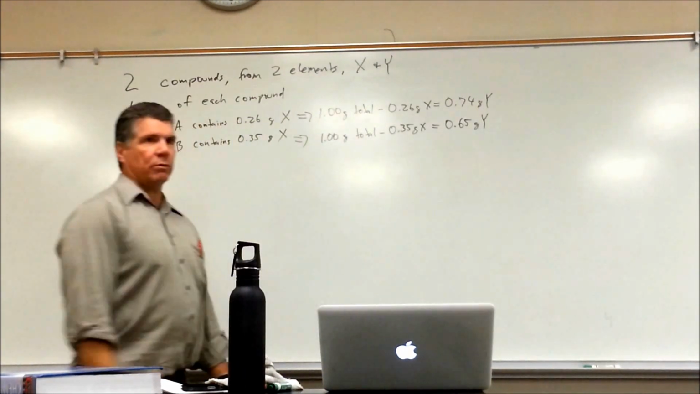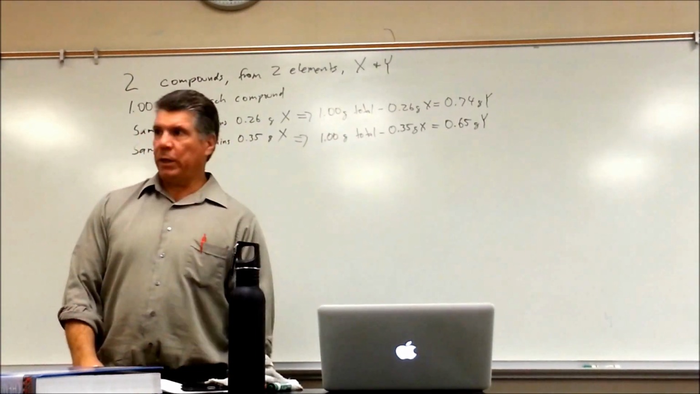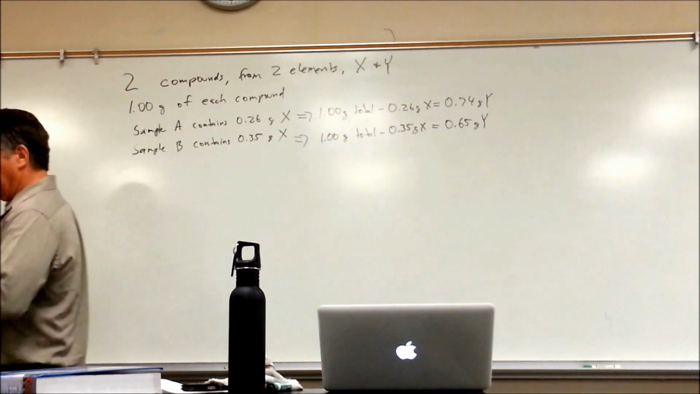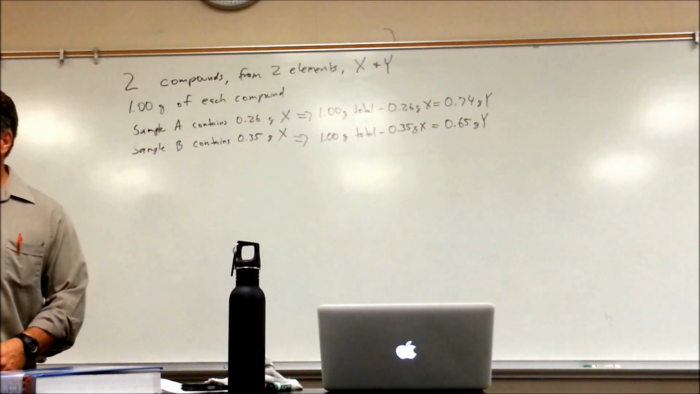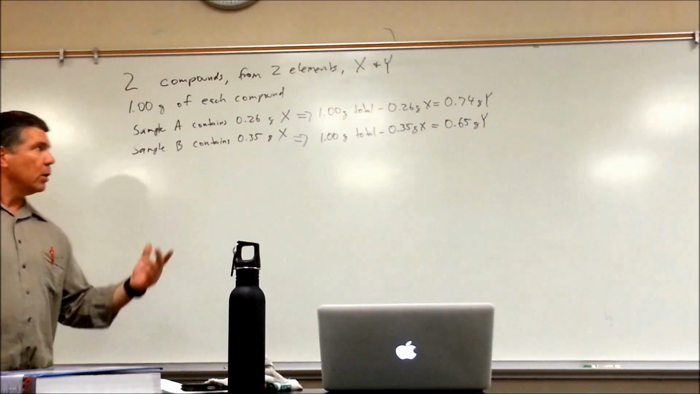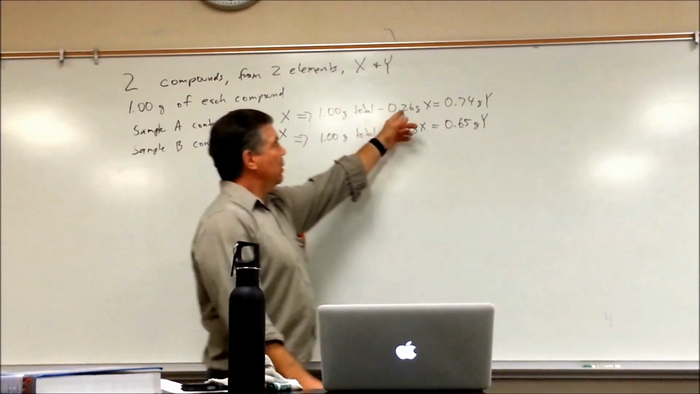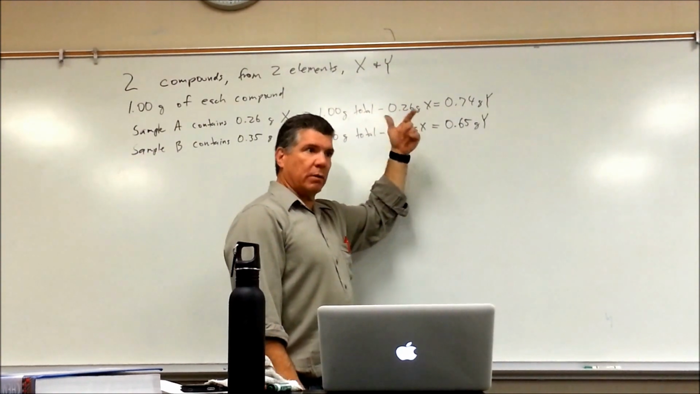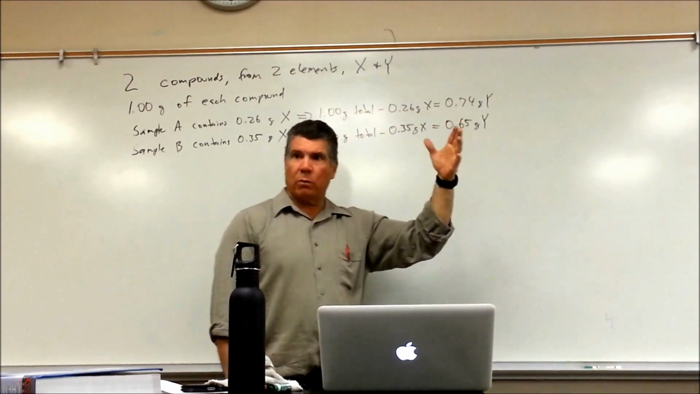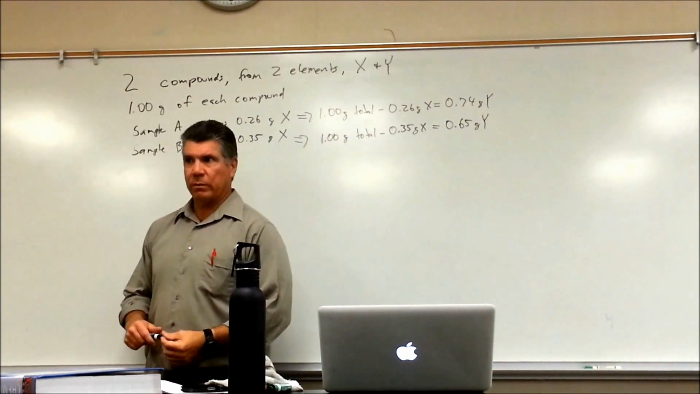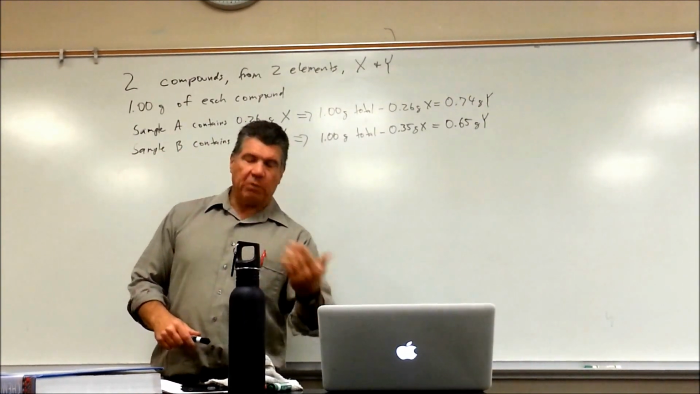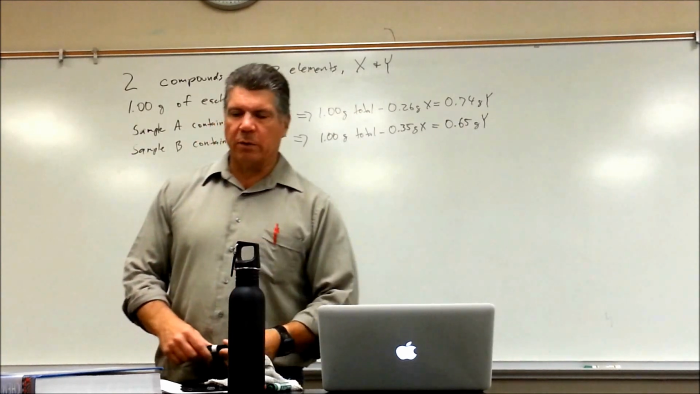So now we know how many grams of X in each compound and how many grams of Y in each compound. But we don't know what elements they are, so we can't use the molar mass. If we knew the molar mass of X and Y, we could take the grams of X divided by the molar mass, that would give us the moles of X, the moles of Y, divide them, and that would give us the ratio of X to Y, the formula, in each of the compounds.